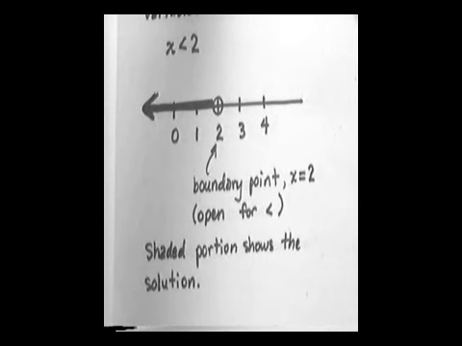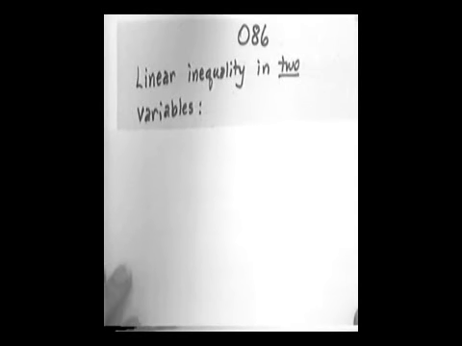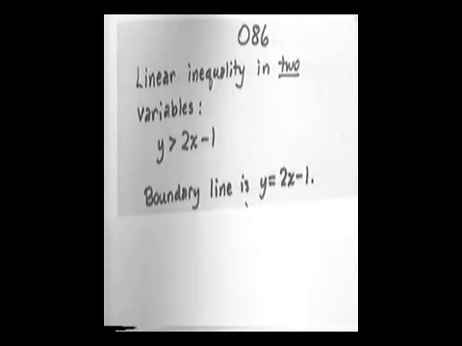By comparison, a linear inequality in two variables might be something like y is greater than 2x minus 1. Notice that we have two variables, y and x. Now, we're not going to go through the whole process just yet. We're simply going to compare the idea with the one we've just looked at. So, y is greater than 2x minus 1. We'll have a boundary line. The boundary line is y equals 2x minus 1.